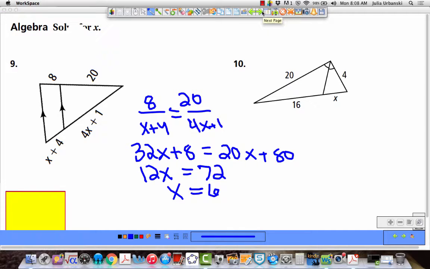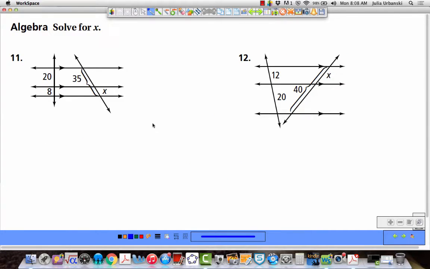Number 11. You can see the 4 parts, but there's something that seems to be missing here. That 35 starts here and goes all the way down to here. The x, though, only is in between these 2 parts. So can anybody figure out what this piece right here could be represented by?